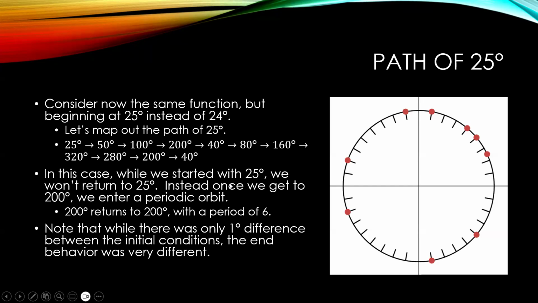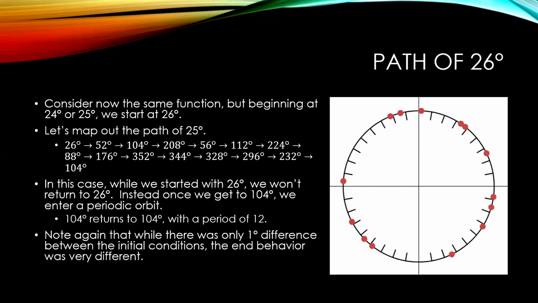And so in this case, while we started with 25, we won't return to 25. Instead, once we get to 200, we enter a periodic orbit. 200 returns to 200 with a period of 6. Note that this was only 1 degree difference from the last example. 24 degrees, that had a period of 4. This ended up with a period of 6. And so our end behavior ended up being substantially different.